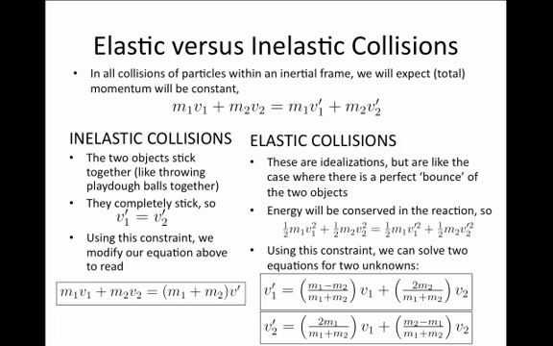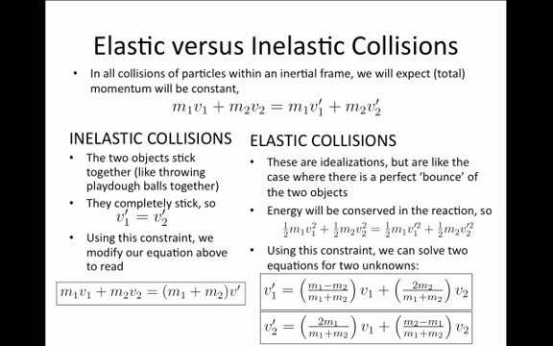However, with one equation like the conservation of momentum and two unknowns, those two velocities v1 prime and v2 prime after the collision has occurred, we don't have quite enough information to solve for everything we need to know. Therefore, we need another equation that relates v1 prime and v2 prime, the two velocities after the collision, to the momenta before the collision. And we will use two idealizations or approximations to get that extra equation.